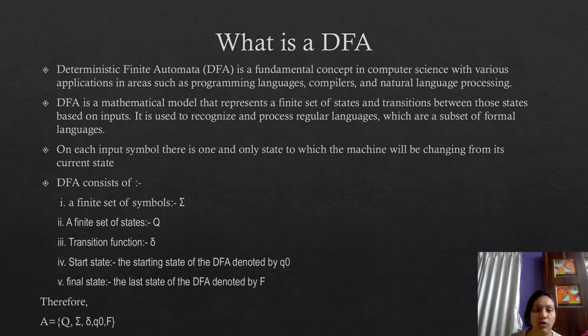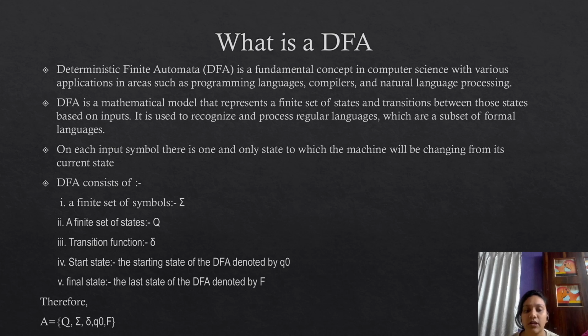So first, let us see what is a DFA. DFA is also called deterministic finite automata. It is a fundamental concept in computer science with various applications in areas such as programming languages, compilers, and natural language processing. DFA is a mathematical model that represents a finite set of states and transitions between those states based on the inputs given. It is used to recognize and process regular languages, which are a subset of formal languages.